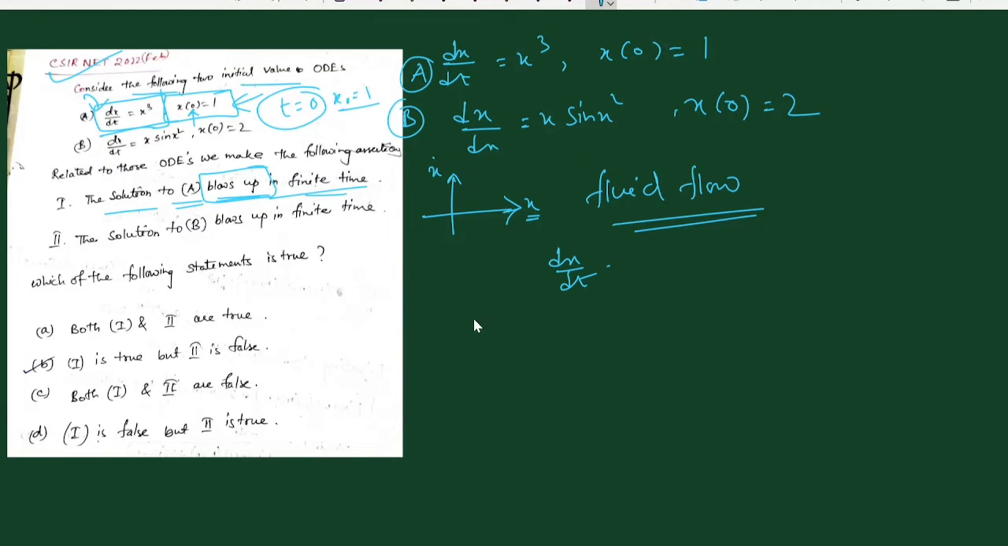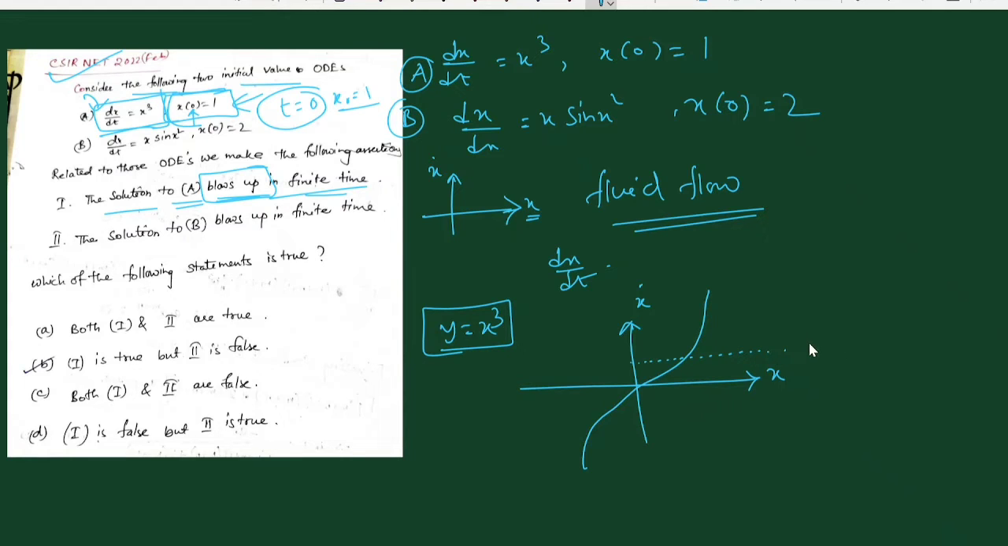Now if we plot the graph, suppose y equal to x cube graph, the type of the graph is like this. So x cube graph means like this, and this is the graph of x dot versus x. Now x0 equal to 1, suppose this is the x0 equal to 1 line. Therefore the solution dx/dt is in this neighborhood of 0.